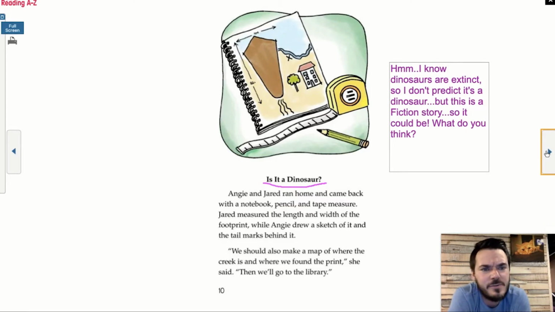Now, I know dinosaurs are extinct, so I don't predict it is a dinosaur. But this is a fiction story, so it could be. What do you think?